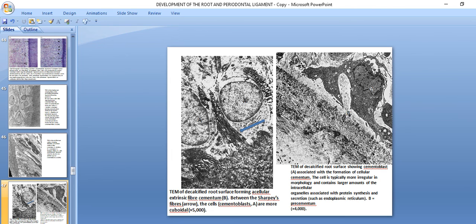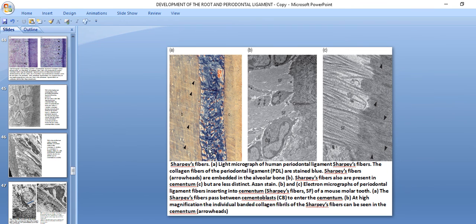And also you can see this cellular cementum. This cell is typically more irregular in morphology and contains a larger amount of intracellular organelles. And here you can see the Sharpey's fibers.